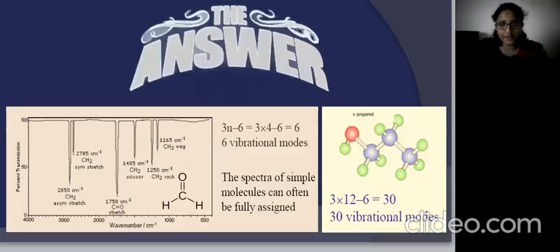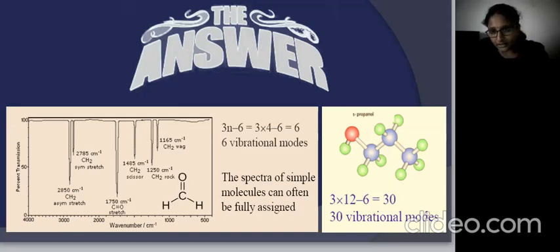The answer for formaldehyde: as it is a non-linear molecule, the structure has been shown here. So you have to apply 3n minus 6, and 3 into n, where n is the number of atoms, 4, minus 6. So there are 6 vibrational modes possible, and you can observe the IR peaks 1, 2, 3, 4, 5, 6 vibration modes for formaldehyde.